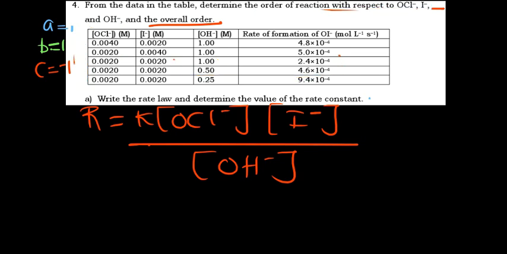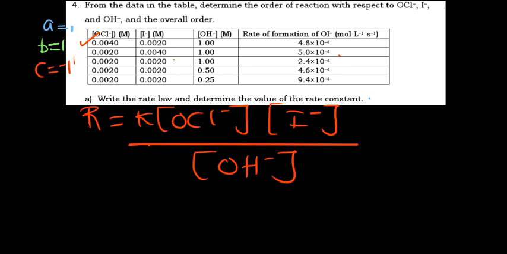What else? We're supposed to find the value of the rate constant. So to find the value of the rate constant, get any experiment of your choice and substitute in the given data that we have. Then try to find the value. So I can go for experiment 1, and then I'll plug in the values that we have.